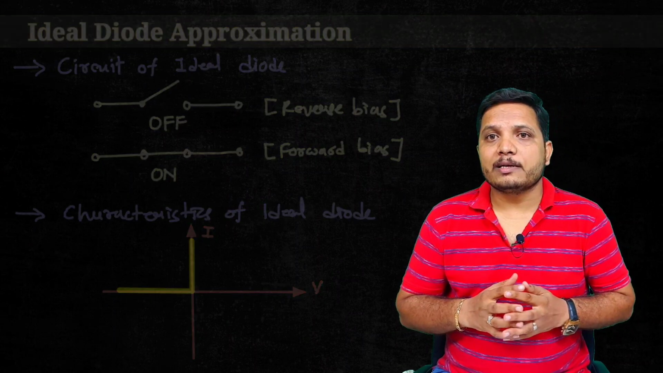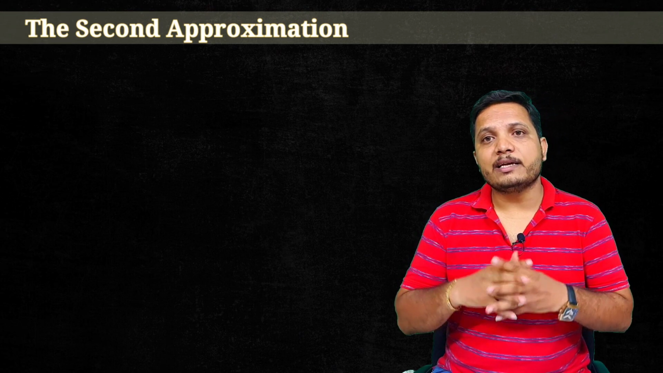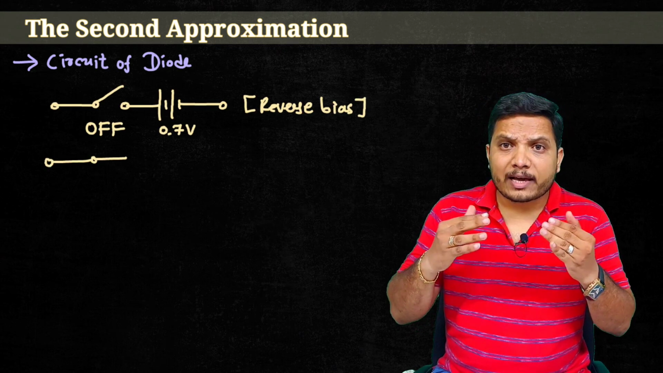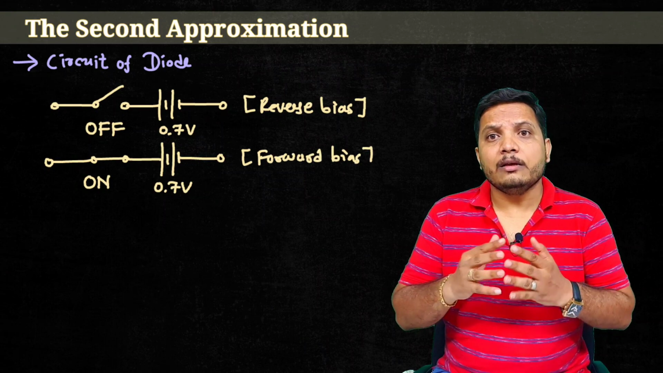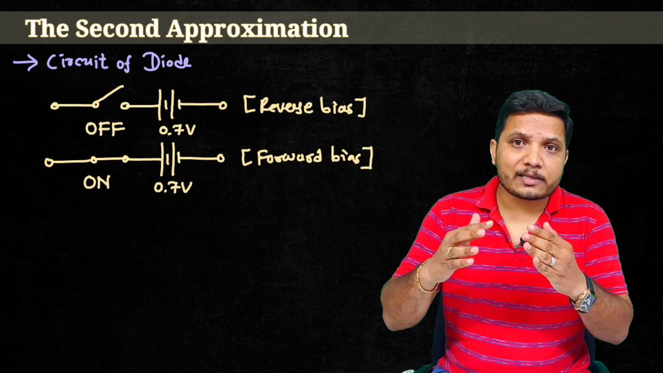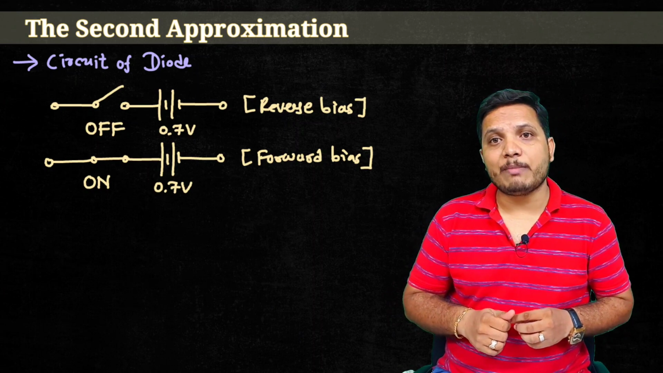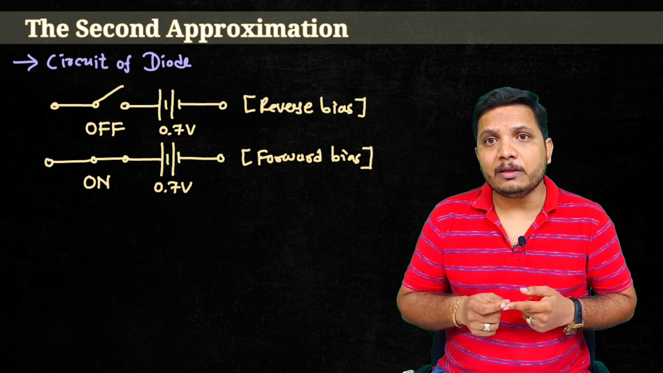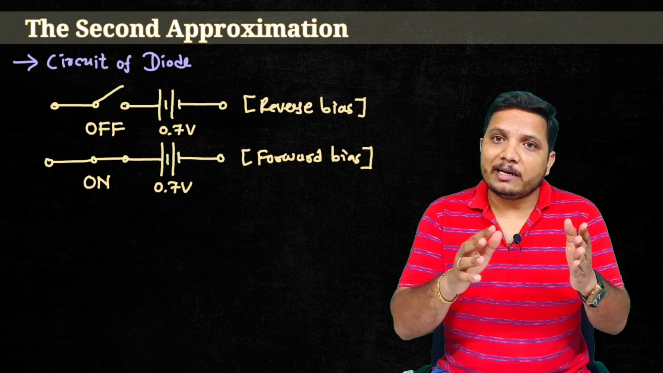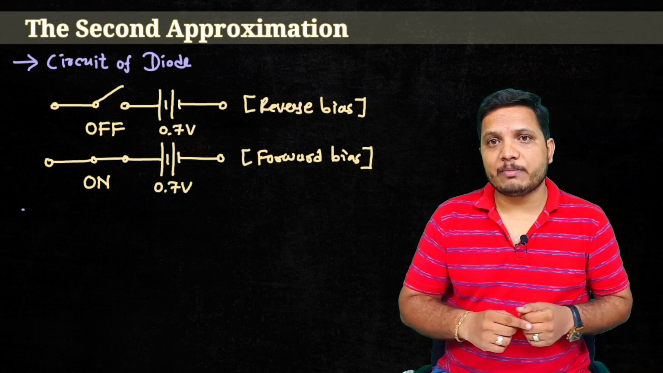Now let us talk about the second approximation. In the second approximation we consider the diode in terms of silicon or germanium. If I consider the diode as silicon material, you will observe the diode working as a switch, but in series with it there will be a battery due to the potential barrier, and for silicon it will be 0.7 volt, right? So a battery along with a switch is the approximation for the second approximation.